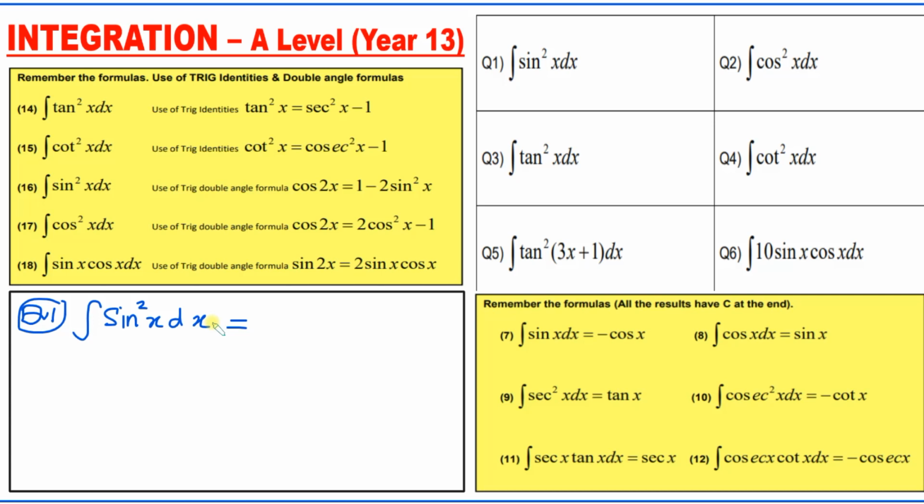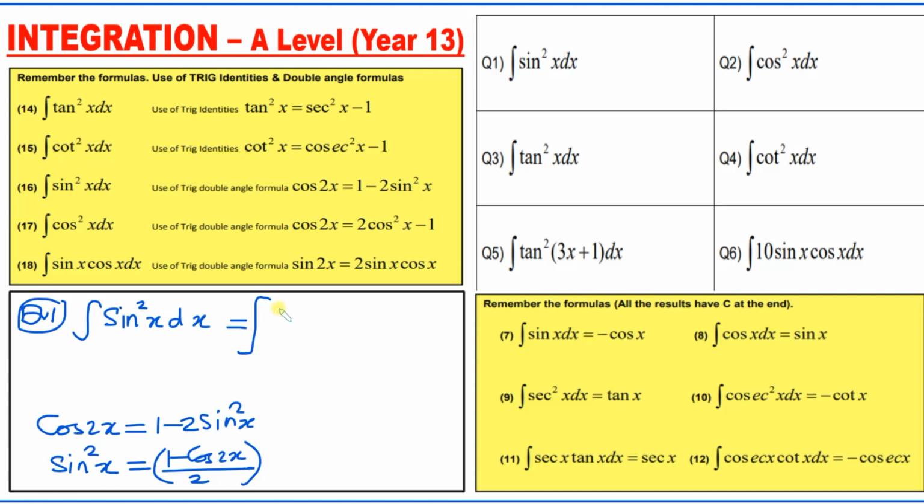However, you know the cos 2x double angle formula has that sine squared function. So cos 2x is equal to 1 minus 2 sine squared x. You can simply make sine squared x the subject, which is (1 minus cos 2x) divided by 2. If you rearrange the sine squared from the cos double angle, that is the formula. So I'm changing the integration question to the integral of (1 minus cos 2x) dx.